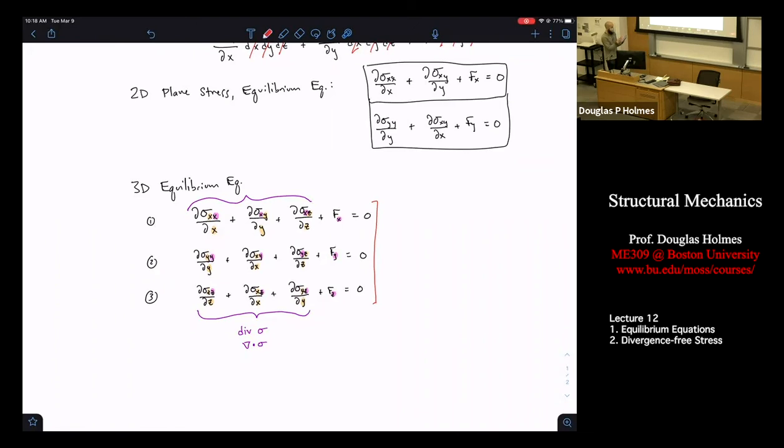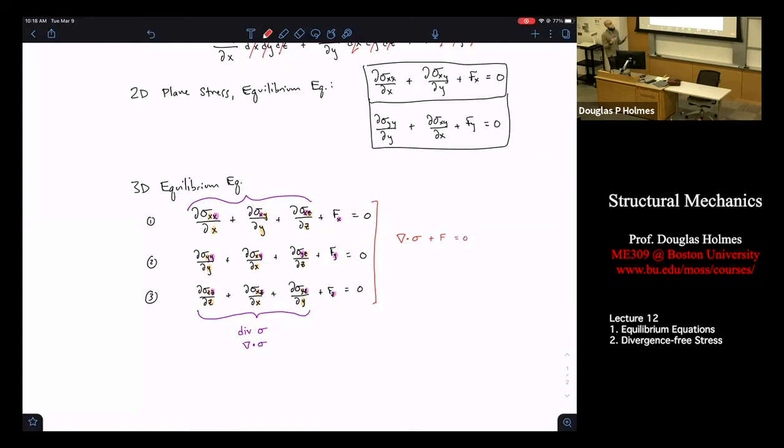So we can write this set of equations. There's 3 equations here. We can write them as one incredibly compact equation if we just write the divergence of our stress tensor plus our force vector equals 0.